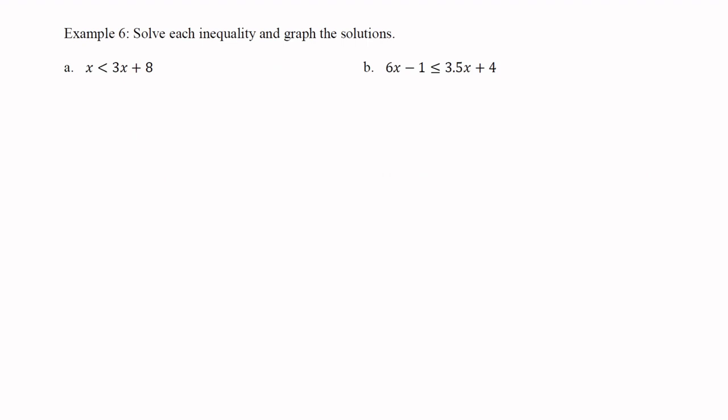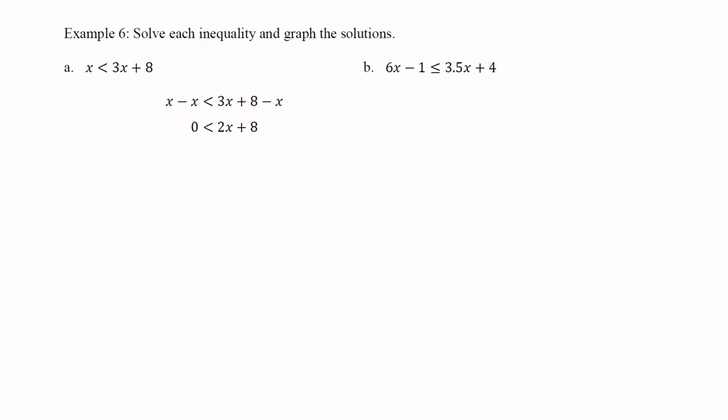So starting off with A, we have to move the 3x over to the left-hand side, or you can move the x to the right-hand side. So let's do it that way. If we subtract x from each side, that gives us 0 is less than 2x plus 8.